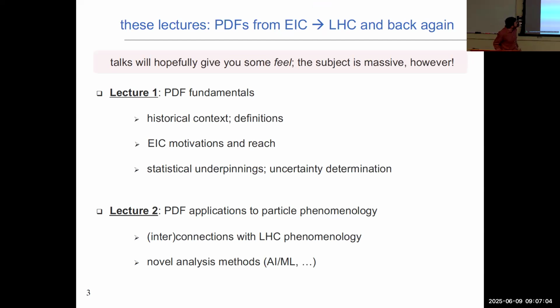So to give you a little bit of a roadmap, the idea, at least today, is to give you the gist of the fundamentals of the PDFs, maybe some historical context, and in particular the relevance to the EIC. Also I'll quickly mention the statistical workings of the PDFs. And crucially, an area that's gotten a lot of currency lately is how exactly we go about uncertainty quantification, which is, I think, a big frontier in this area. That's today, just giving you something of an overview.